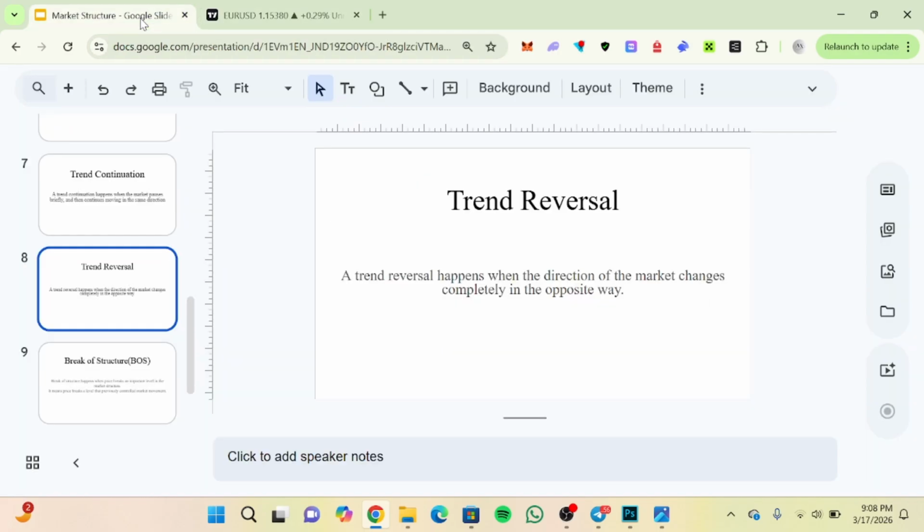There is a particular concept that traders use, or one of the confirmations traders look for, which is the break of structure.